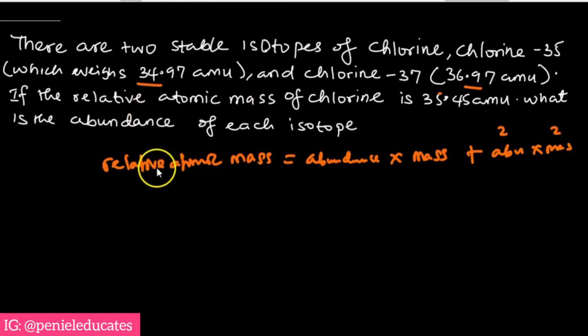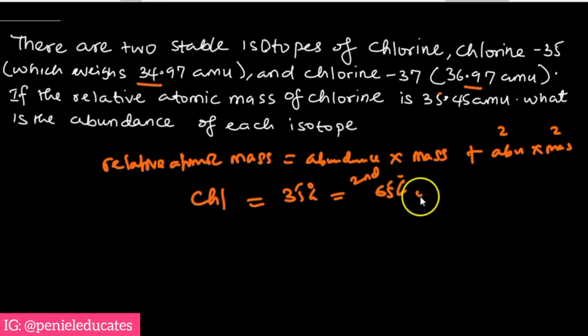Now, for every abundance, for example, if the abundance of one is 35%, definitely the abundance of the second one will be 65%, which makes 100%. If the abundance of this one converted to decimal is 0.35, then this other one would be 0.65, which makes one whole number if you add everything together.